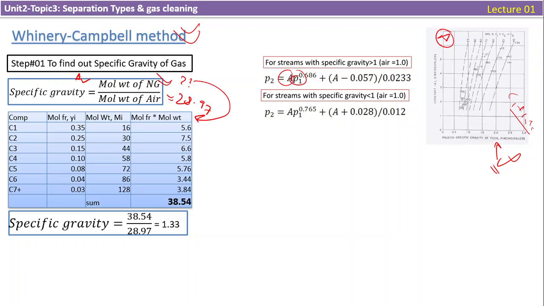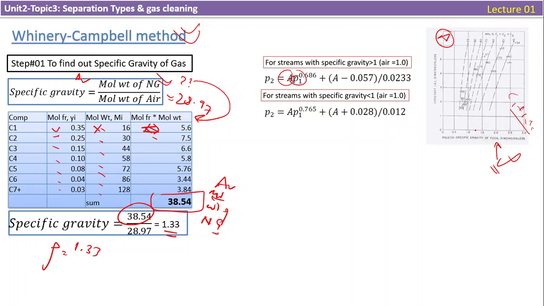So C1 to C7 plus, all these compositions, the molar fractions, are given here. We know their molecular weights, and we have to multiply the molecular weight with the molar percentage. We get the individual values for C1, C2, C3 and so on. If we add them, we get the average molecular weight of natural gas. So specific gravity is nothing but 38.54 divided by 28.97, that gives 1.33. So 1.33 is the specific gravity, that is the first one.